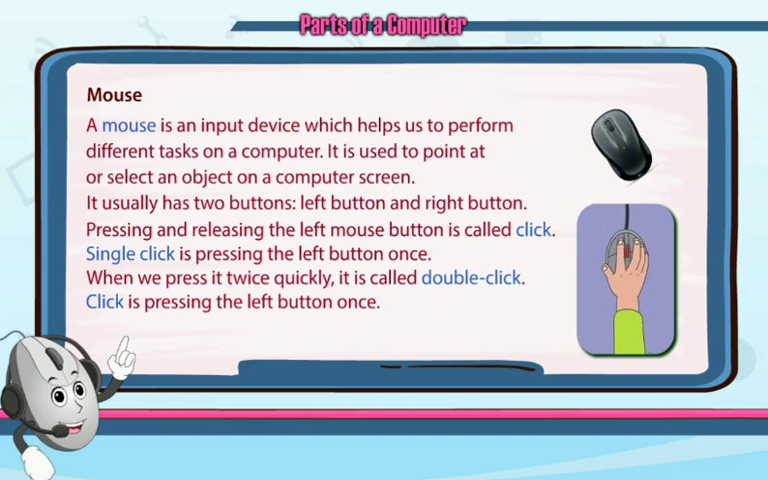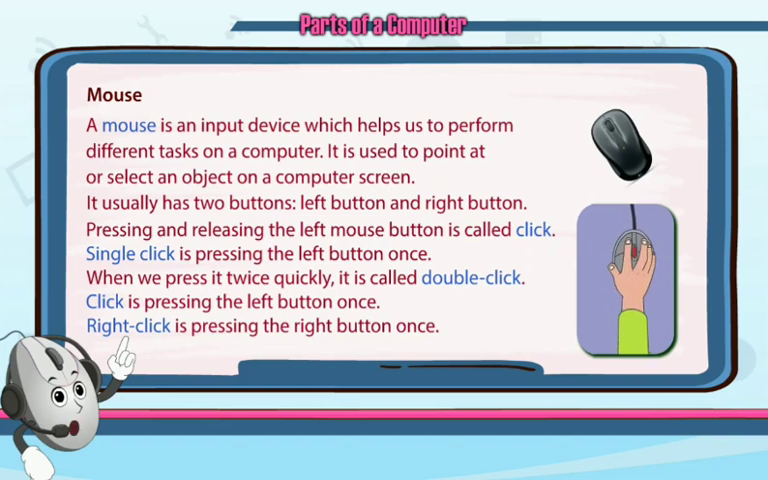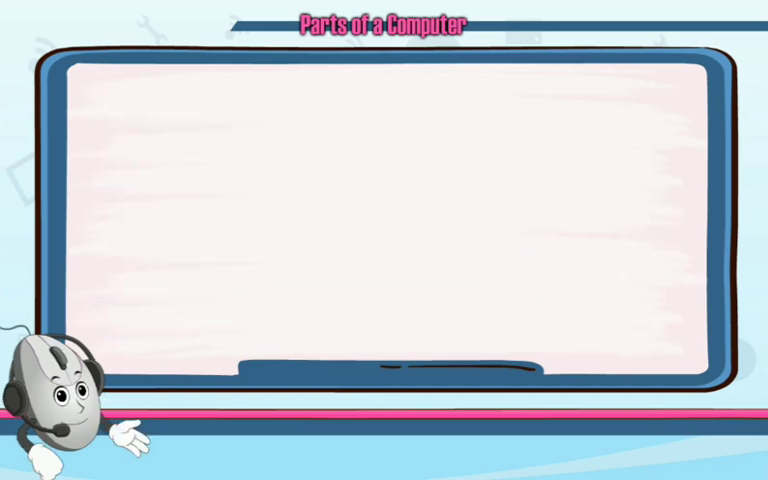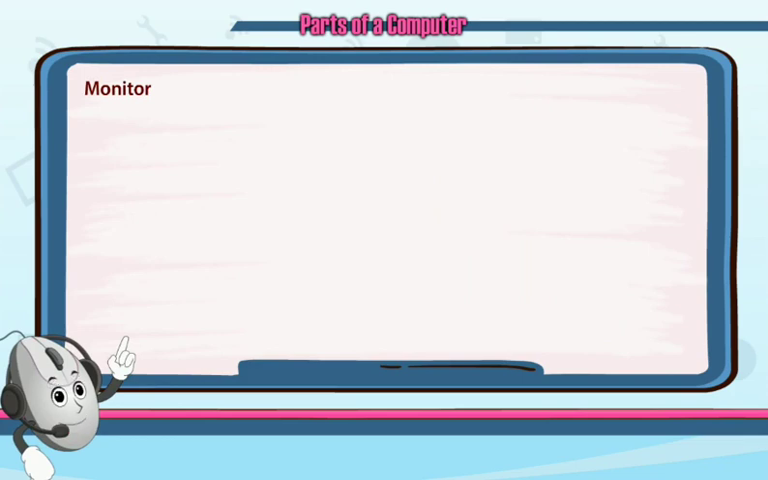Left click means pressing left button once and right click means pressing right button once.